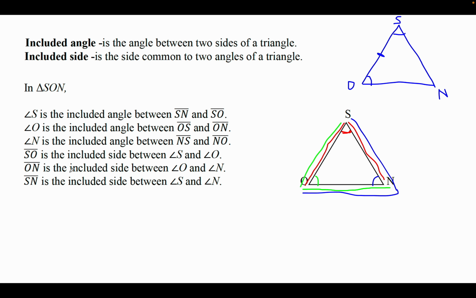Then, side ON is the included side between angle O and angle N. So, we have here angle O and angle N. So, the included side is side ON. And lastly, we have side SN. Side SN here is the included side between two angles, angle S and angle N. So here earlier we have side SO or OS.